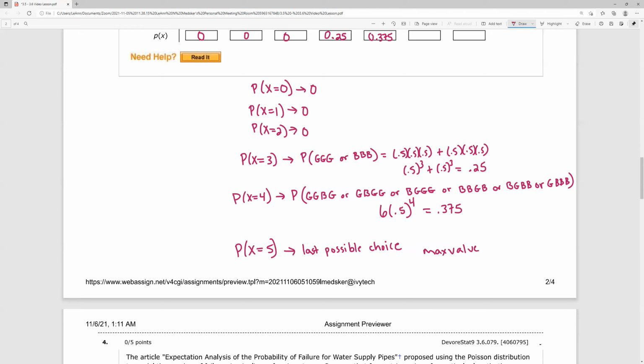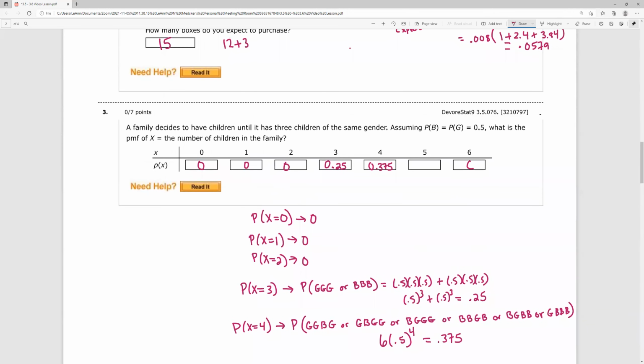So I don't like that in WebAssign they put that 6th column there, because that makes you think that's an option. So this is actually not needed. It's 0, but this one is. If you don't want to try to figure out all these pieces, since we know that a probability mass function has to sum to 1, because if they get to 5, they've had 3 of one gender, they're going to stop having children. This has got to add to 1. So we just do 1 minus 0.25 minus 0.375. So that is why this one is also 0.375.